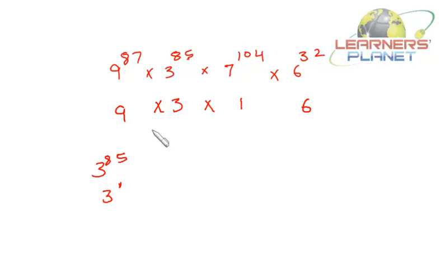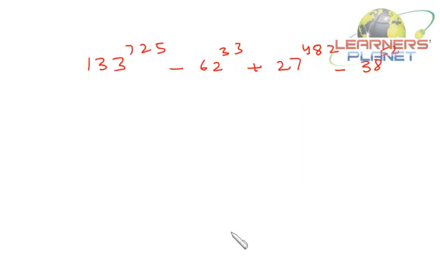Now let's calculate the final unit digit. So 9 threes are 27. We drop 2, we continue with 7. That 7 into this 1 will give 7, and that 7 into this 6 will produce 42. So what we'll get at the unit place is the number 2. It's very simple, friends.